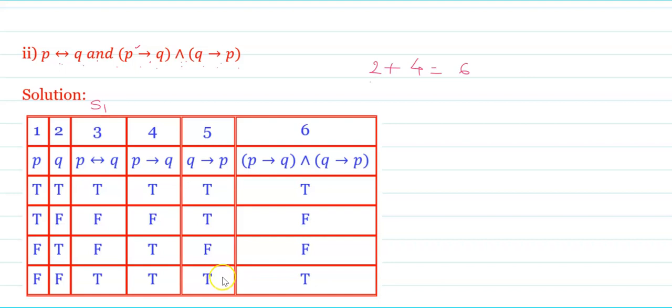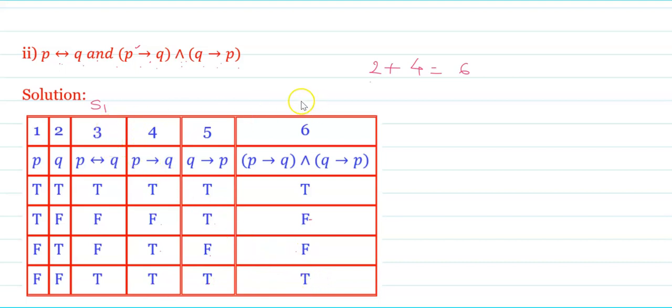Okay. Now we'll find out the AND between the column number 5th and 6th one. What should we remember for AND? Both of them must be true, then it is true. Otherwise, false. T and T is T. T and F is F. T and F is F. T and T is T.